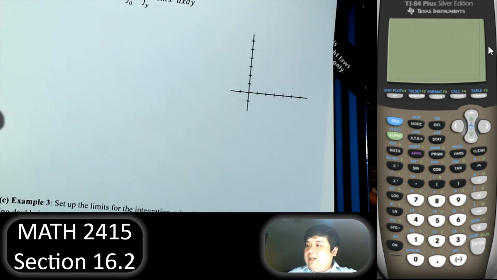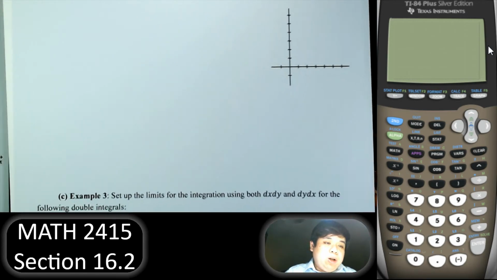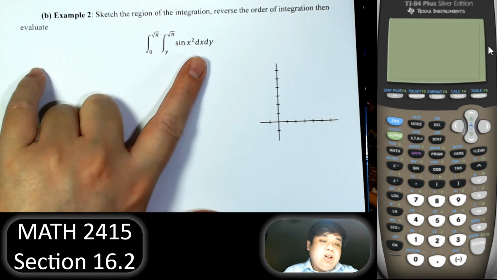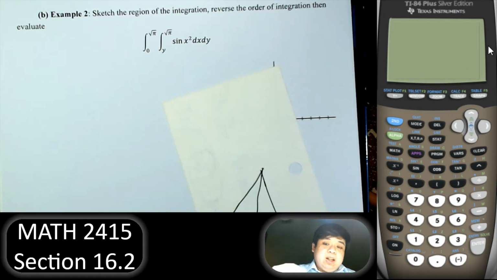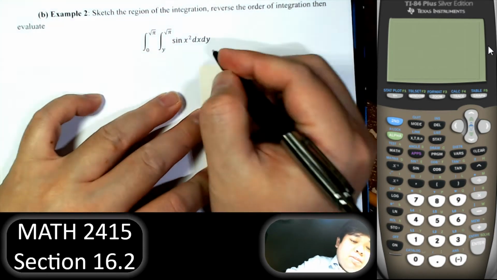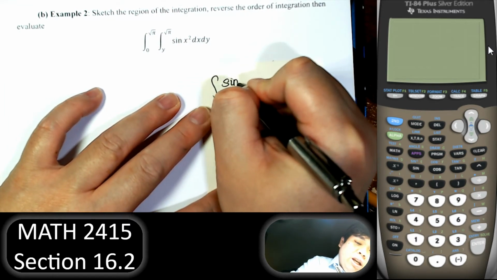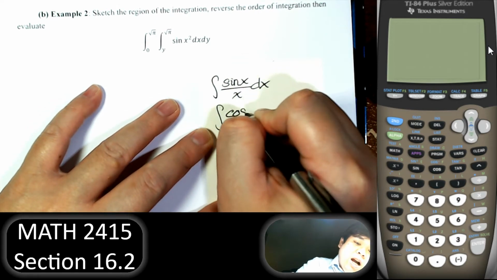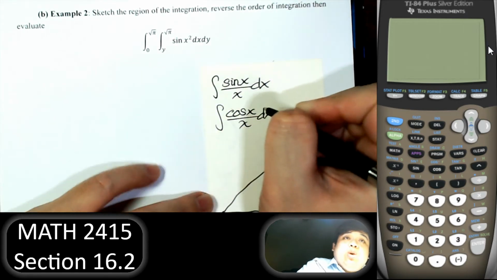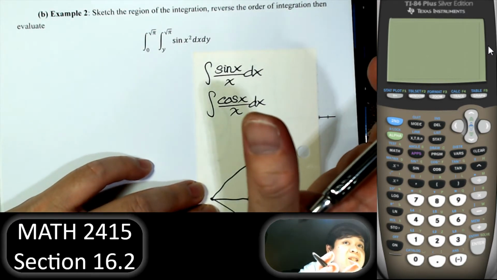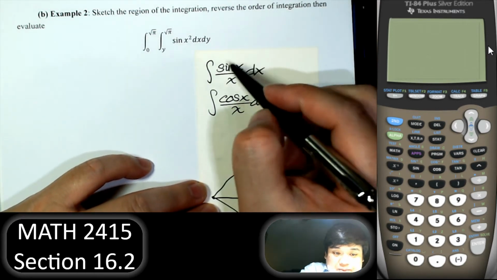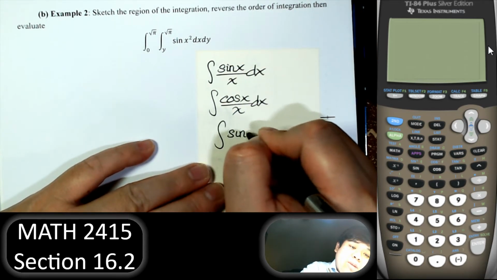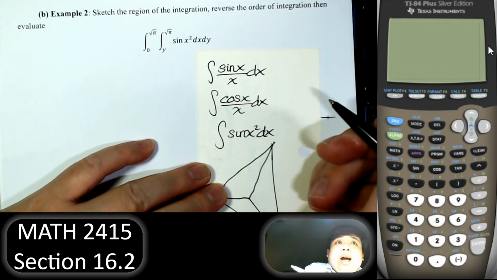Right. Now the next one is interesting. Sketch the regions of integration, reverse the order of integration, then evaluate. I think we mentioned in the previous section that when we have something like this, we cannot integrate it, so the answer is not going to be anything nice and easy. Same thing when we have sine of x squared. You cannot do that either.